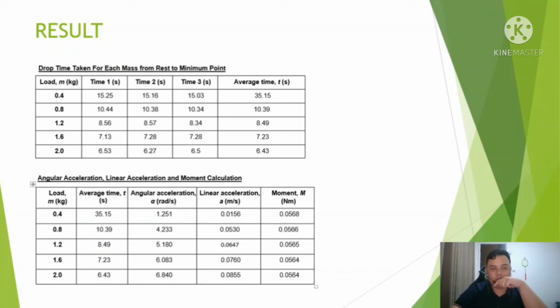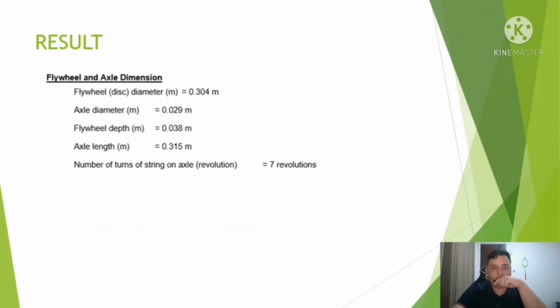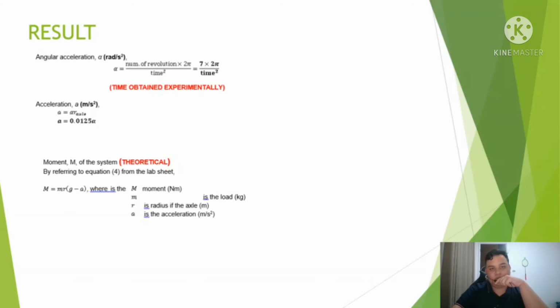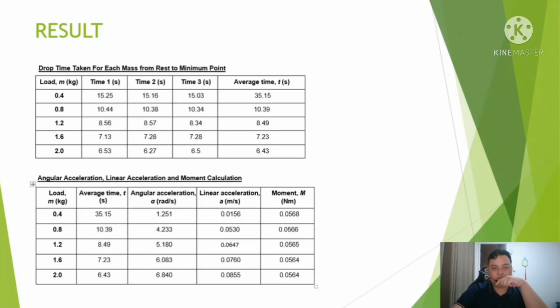And then for the angular acceleration, this is the result, and also the linear acceleration and the moment. The answer is based on the previous slide. We use this formula, 7 times 2 pi divided by the time that we get. The time is the average time, so we put it in there, and then we get the angular acceleration. For the linear acceleration, we find it with this formula, 0.0125 times the angular acceleration that we get.